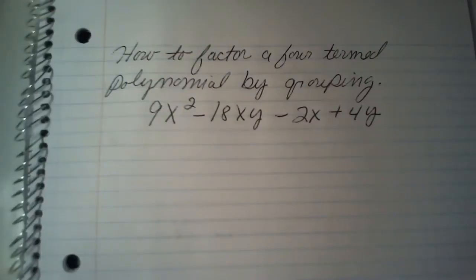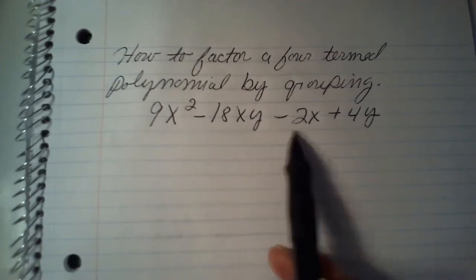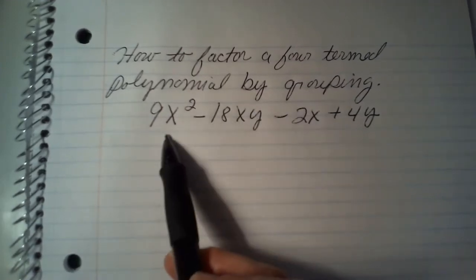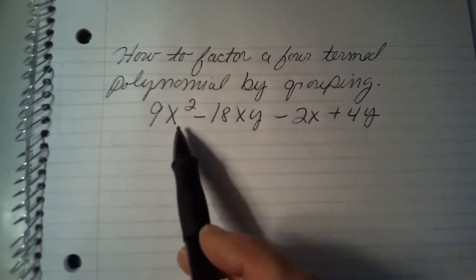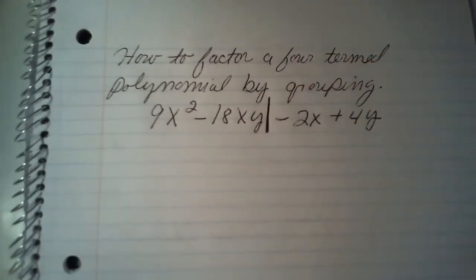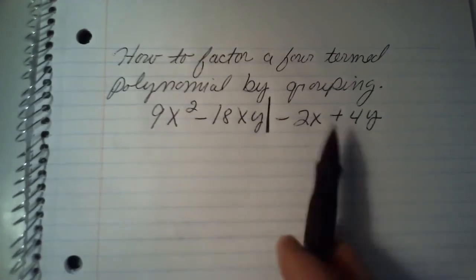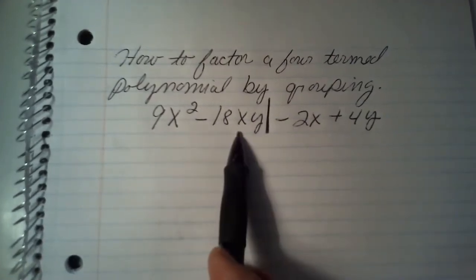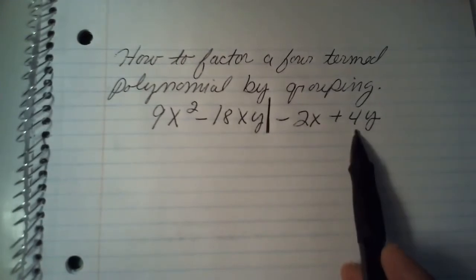Hello students, in this video I'm going to explain how to factor a four-termed polynomial by grouping. We have a four-termed polynomial here, and we're going to factor it by grouping by simply dividing it into two groups. I like to put a line right down the middle between the two groups. First two terms go in the first group, and the last two terms go in the last group.